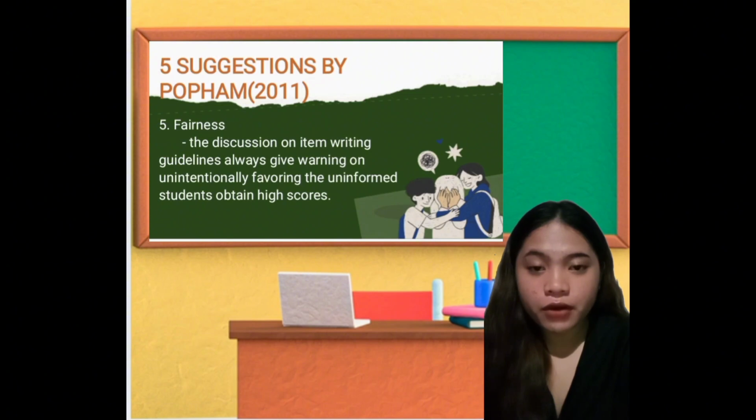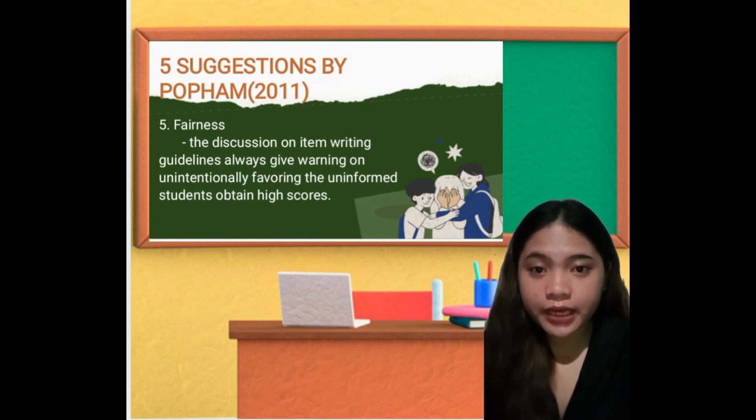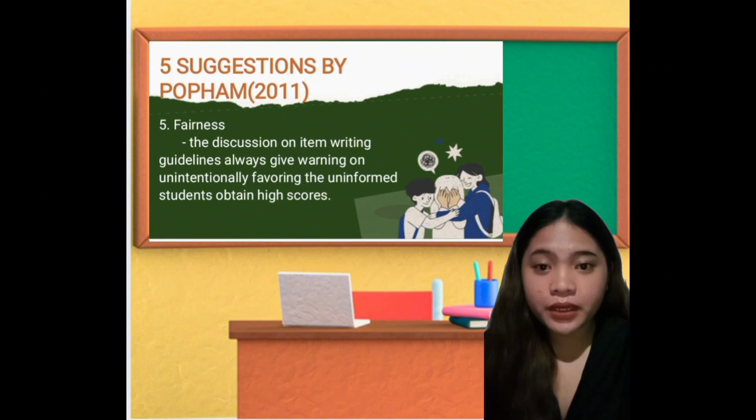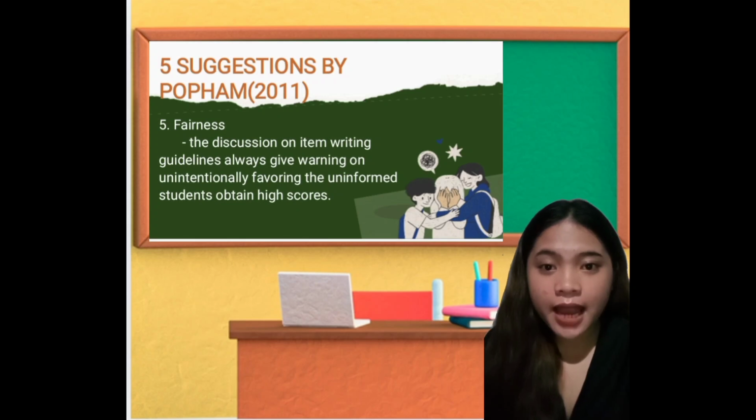The last suggestion is fairness. The item-writing guidelines always give warning on unintentionally favoring the uninformed students so that they obtain high scores. These are due to inadvertent grammatical issues or clues, unattractive distractors, ambiguous problems, and messy test instructions. Sometimes unfairness can happen because of due advantage received by a particular group, like those seated in front of the classroom or those coming from a particular socioeconomic level. Getting rid of faulty and biased items and writing clear instructions definitely add to the fairness of the test.